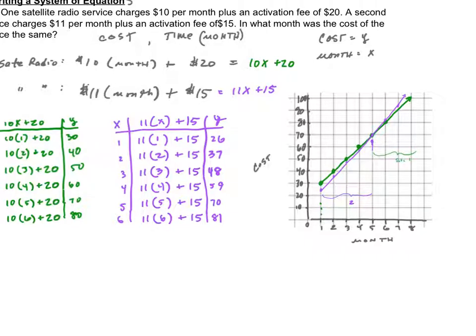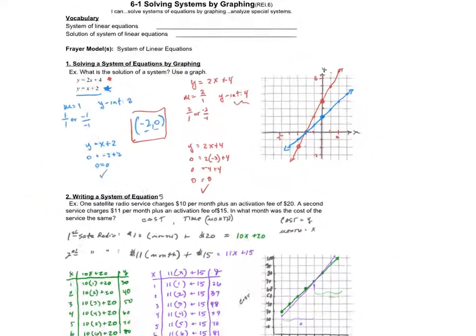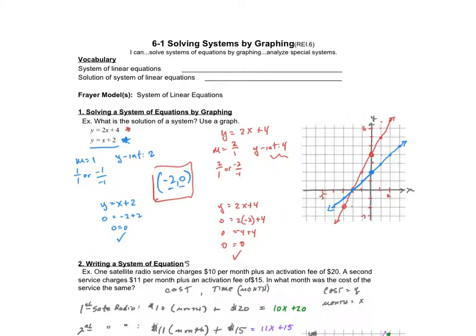So again, we have been solving systems of linear equations by graphing. A solution is that overlap point where they connect and where they are both going to be solutions of each other. And we analyze those special solutions, identifying parallel lines with no solutions, infinite solutions, or just one solution.